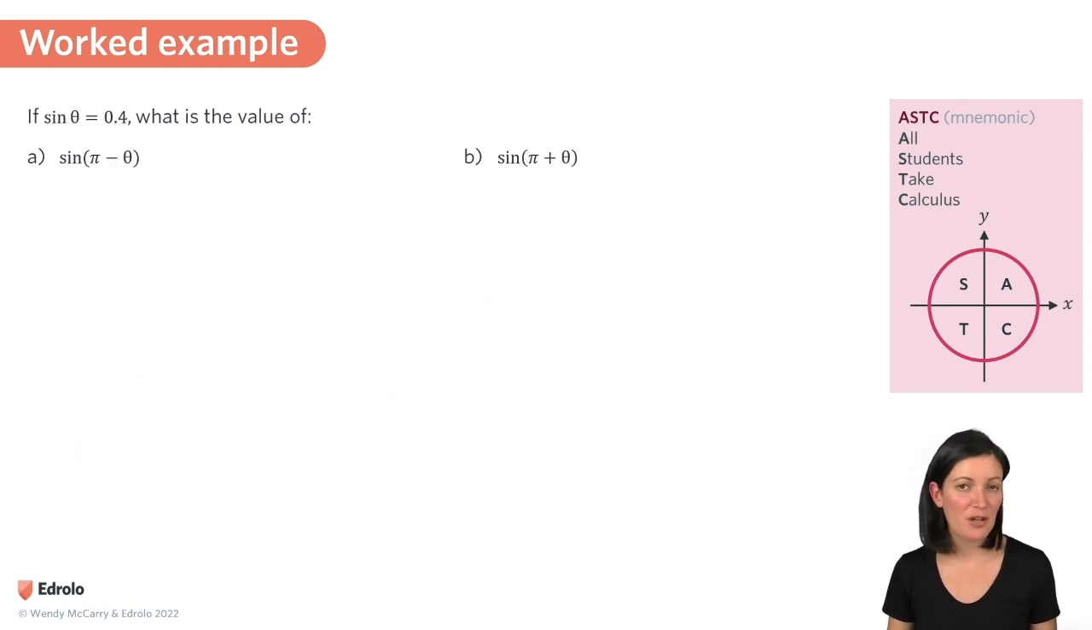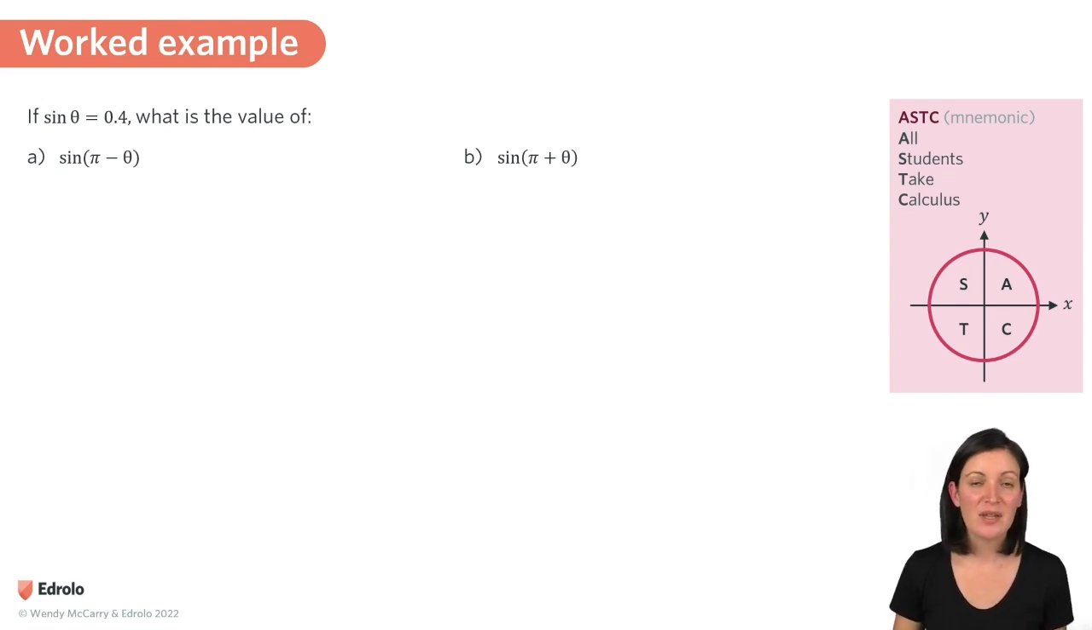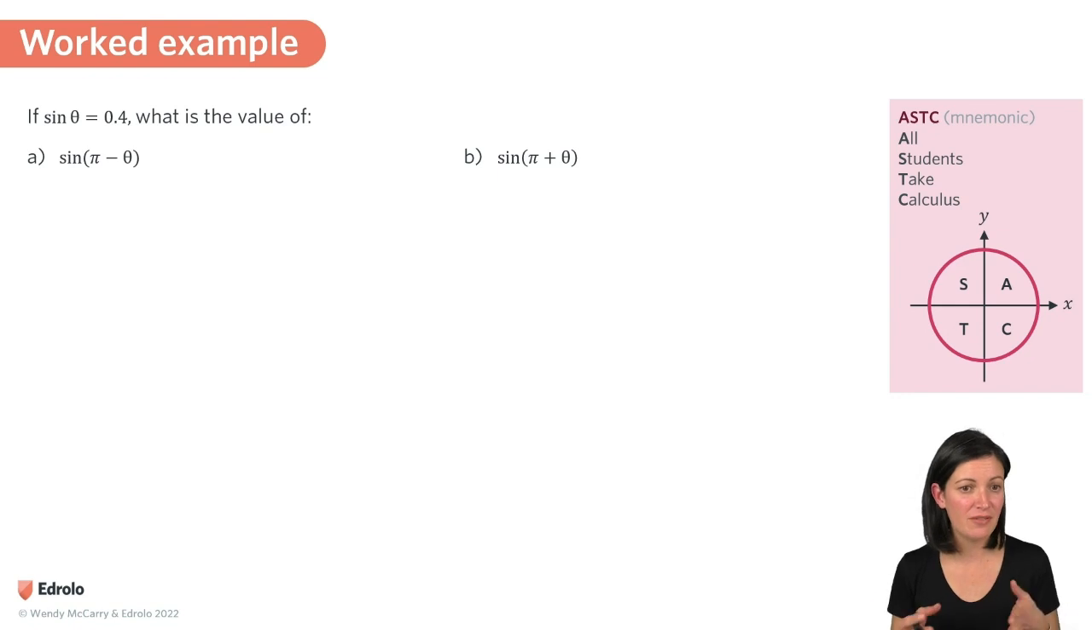Okay, I'm going to take you through another type of example that comes up. It looks a little bit strange, but it's actually a little bit easier, this example. So this is telling us if the sine of theta is 0.4. We don't know what theta is, but we know that the sine of theta is 0.4. What's the value of the sine of pi minus theta?